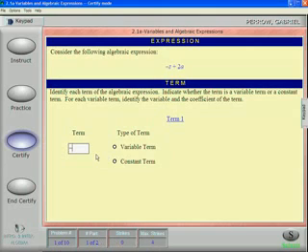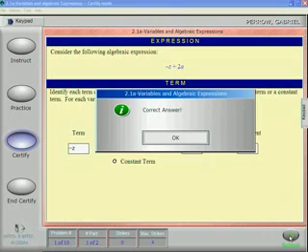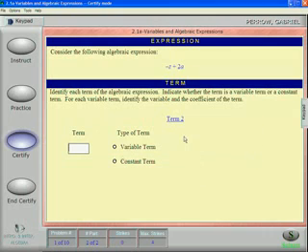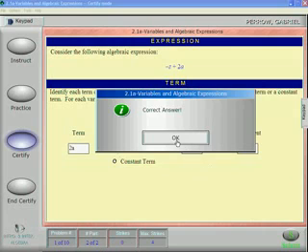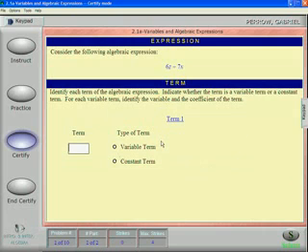Let's answer a couple of these questions. First term is negative z. That's a variable term. The variable is z. The coefficient is -1. Okay. I'm going to submit. The second term is 2a. That's a variable term as well. Variable of a. Coefficient 2. Submit. Correct answer. Go on to the next one.